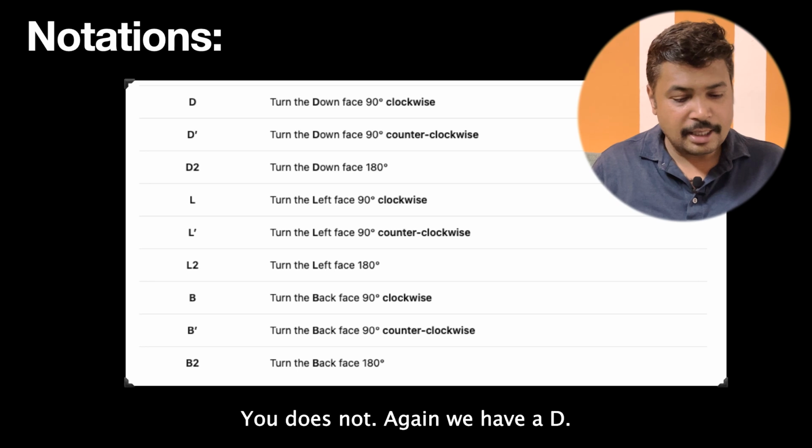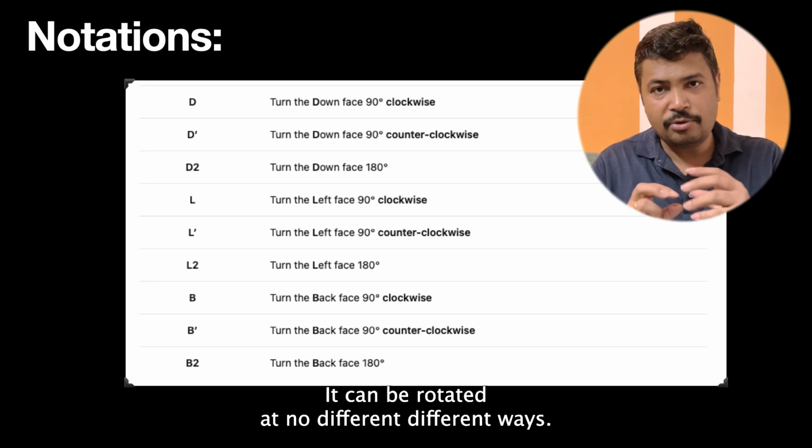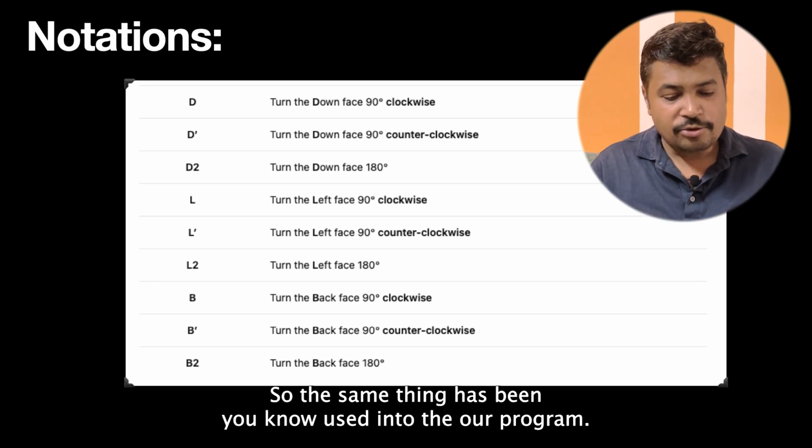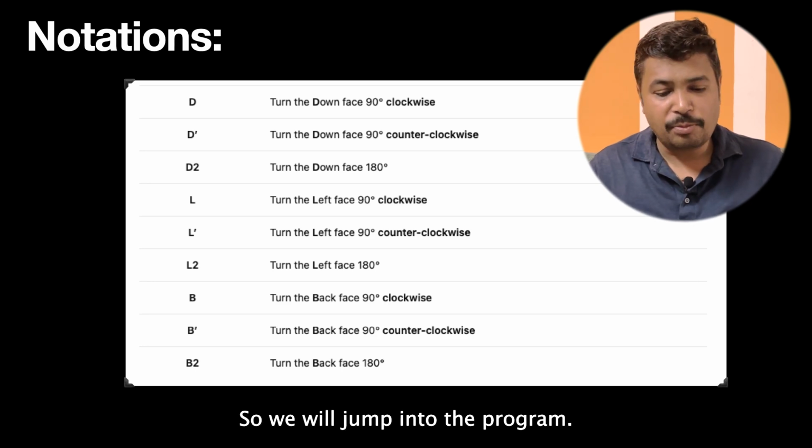Again, we have a D dashed. So turn the down face, up face, left face, right face, back face. It can be rotated in different ways, and the same thing has been used in our program. So we'll jump into the program now.